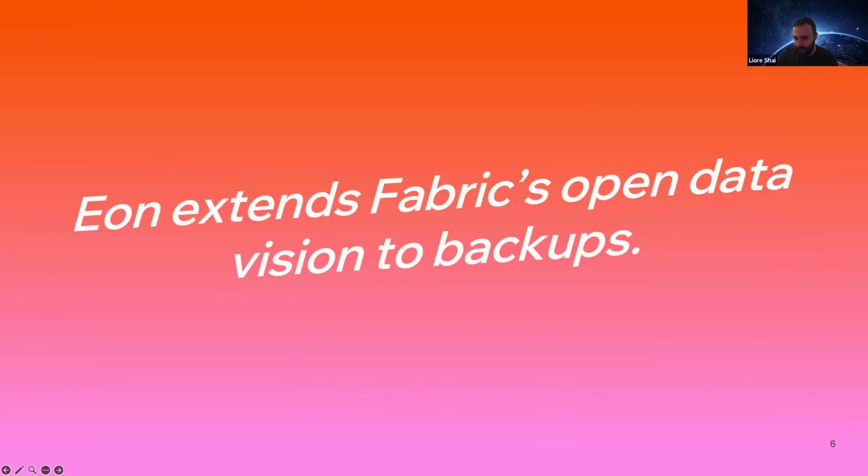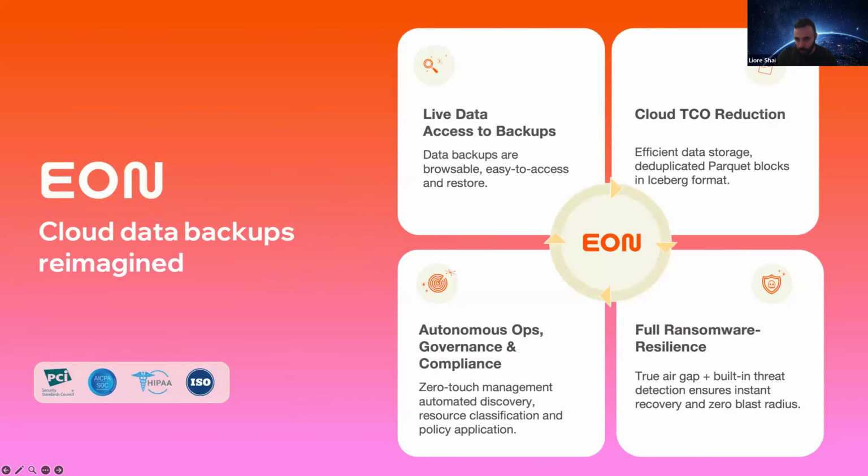So let's look at how Eon is helping customers achieve that along with our partners, much like Fabric and OneLake. A couple of things to know about Eon. If we're talking about Eon as a backup solution, we're changing the way that you would think about your cloud infrastructure backup. So assuming you're running on Azure, maybe you also have some AWS and Google Cloud resources as well. We're making it possible to actually get value out of your database and cloud infrastructure backups.